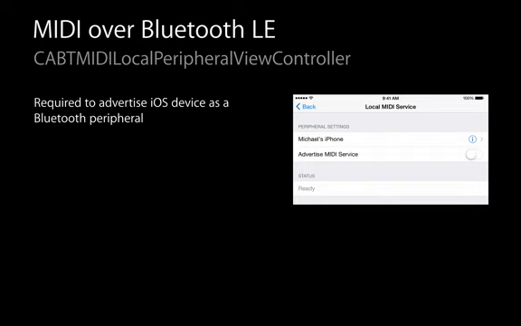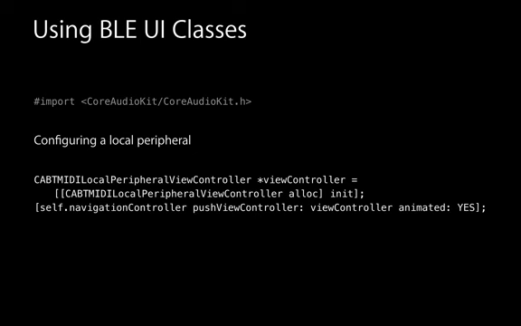If you want to advertise your iOS device as a peripheral, you use this class. The source code for adopting this is very straightforward. You create a new instance of that view controller, get the navigation controller object for your app, and push that view controller onto the stack.